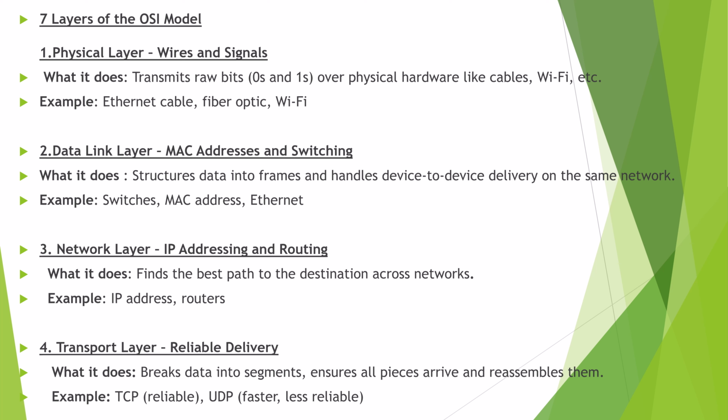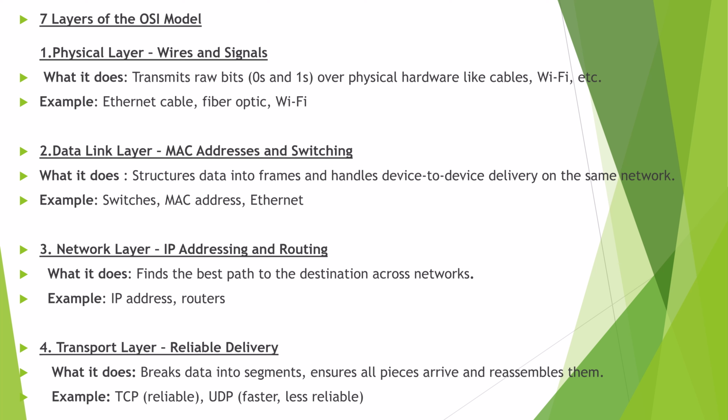The second layer is the data link layer, which is MAC addresses and switching. What it does is structure data into frames and handle device to device delivery on the same network. The main examples are switches, MAC addresses, and Ethernet.